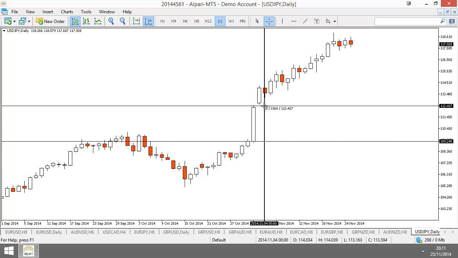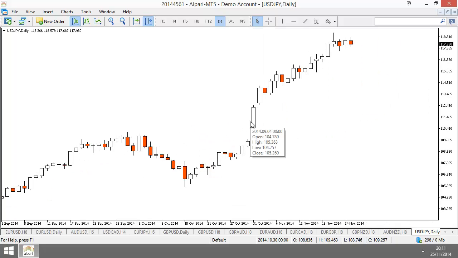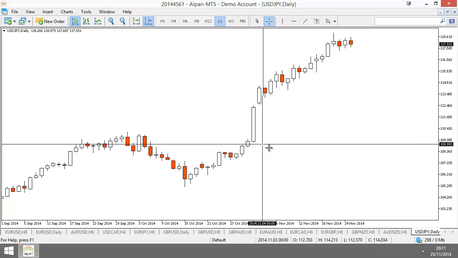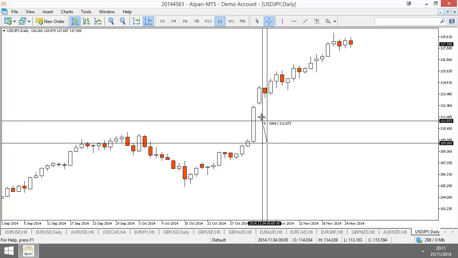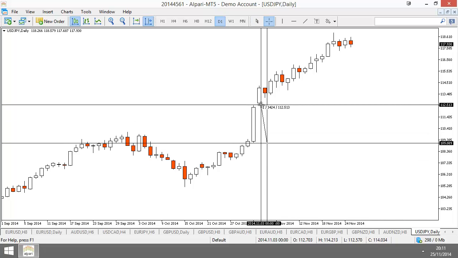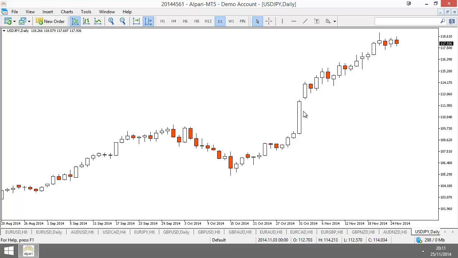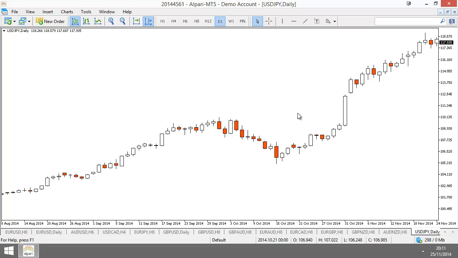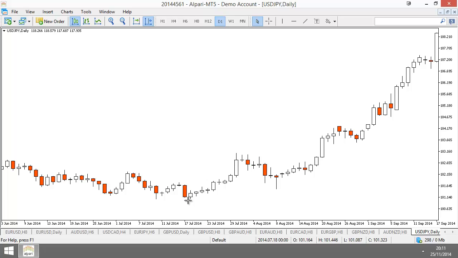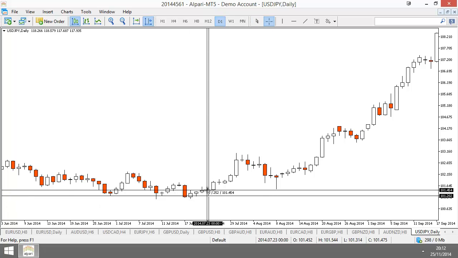I mean, this is the largest candle we've seen on this pair in quite a while. Okay. That actually is a pretty big candle. All right, I stand corrected. It does move a little bit, but that is not normal. This is normal on USDJPY. This, 25 pips in a day.